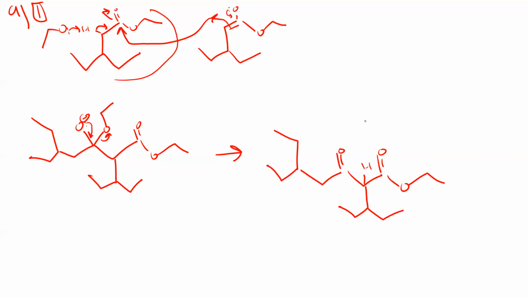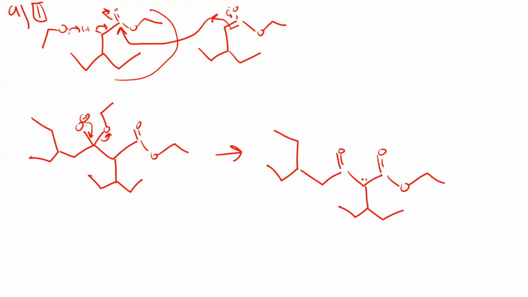Then there will be a base. There'll be a base that takes off this proton here. And these electrons will form a carbanion. So I'm not going to redraw the whole thing. Let's put these electrons here. If we put those electrons there, then this would be a negative charge here. There we go.